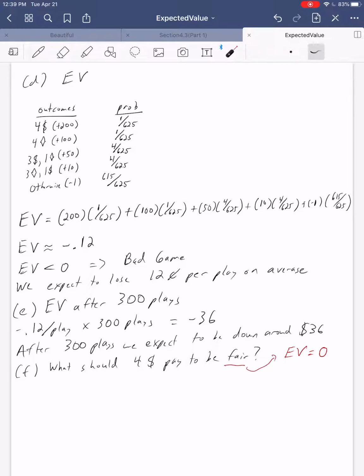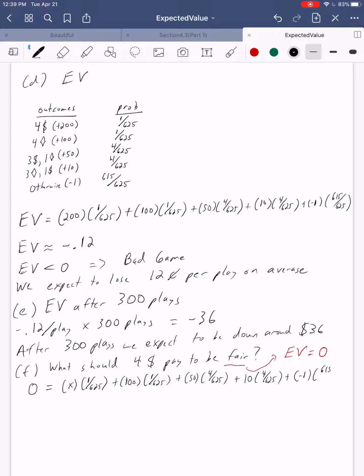We're going to set up this same formula for the expected value, but we're going to set the expected value to be 0, and we're going to take this 200 and let it be a variable so we can figure out what the $4 should pay. So we say 0 equals x times 1 over 625, plus 100 times 1 over 625, plus 50 times 4 out of 625, plus 10 times 4 out of 625, plus negative 1 times 615 out of 625. Now we just need to solve this equation for x.